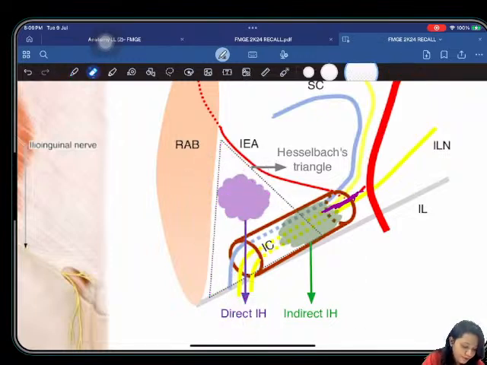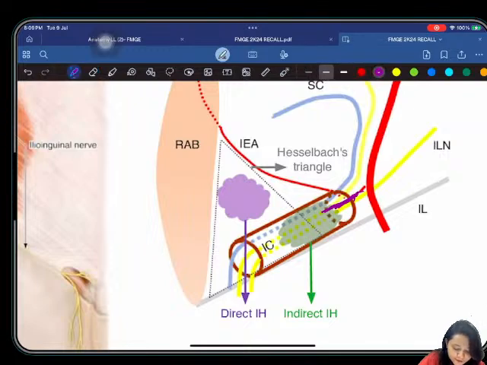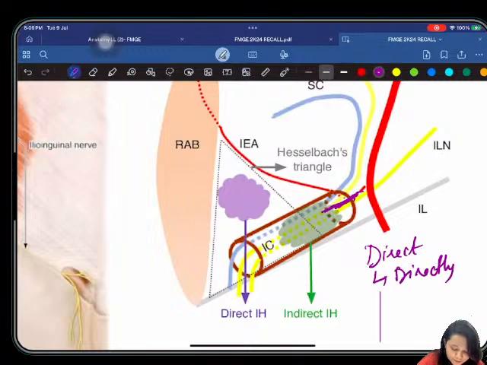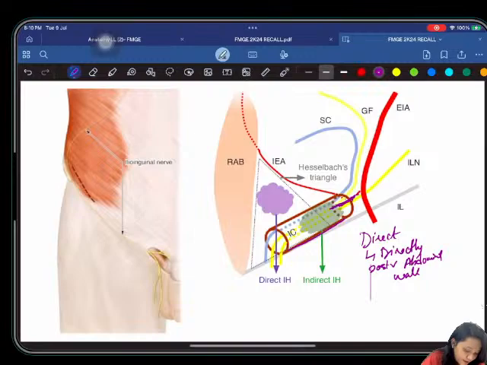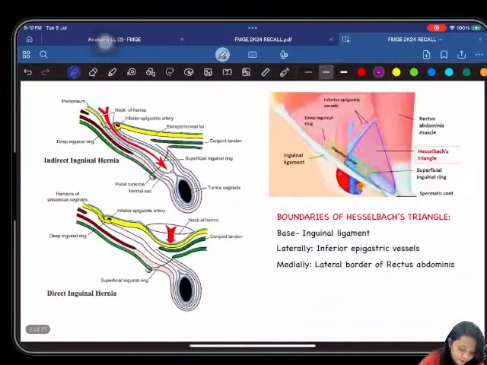Try to remember that direct comes directly from the posterior abdominal wall, and indirect will be traveling through the inguinal canal. Now you know that there is the nerve. Before that, let us see here.